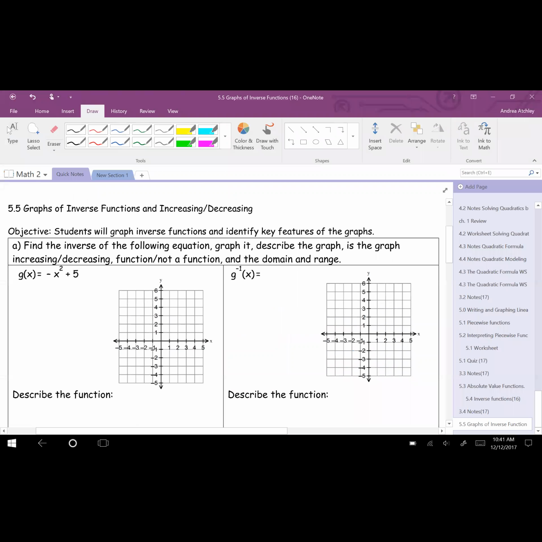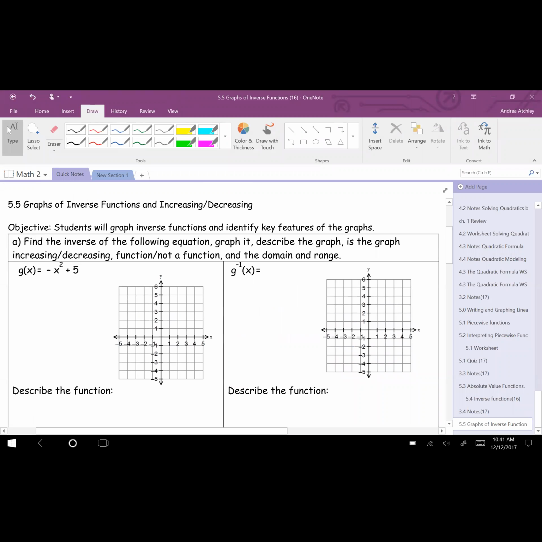Okay, so 5.5 is graph of inverse functions and increasing and decreasing. So we're going to be talking about graphing the inverses and finding the equation of the inverse like we did on Friday. But also then we're going to talk about the domain, the range, and increasing and decreasing of your functions.